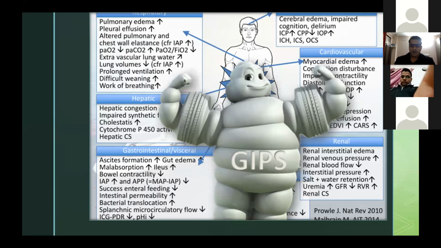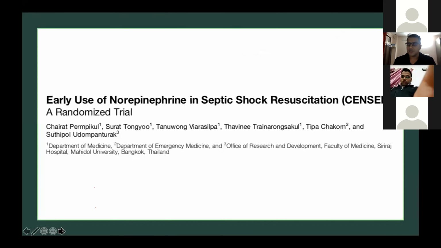So the takeaway point is that the fluid that we are using initially in all our septic patients, are they doing the good that we are anticipating, or are they doing more harm than good? And what are we actually chasing? And does the use of vasopressor early in the resuscitation change the course of management, or change the outcome in terms of mortality benefit, or patient outcome?